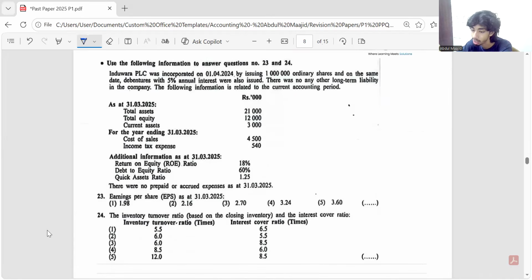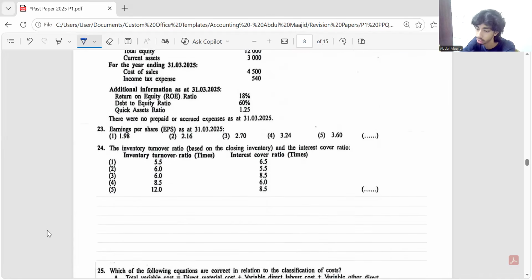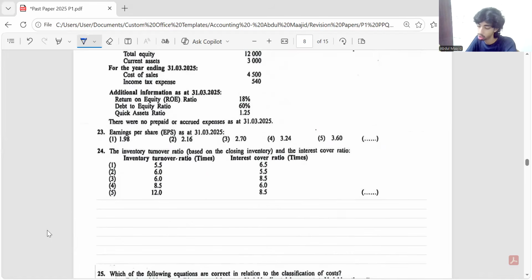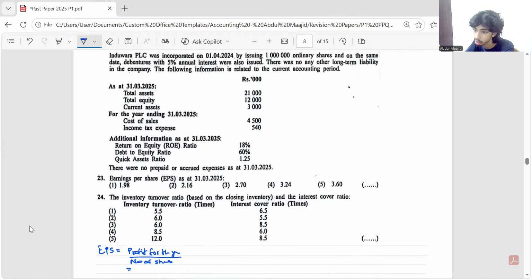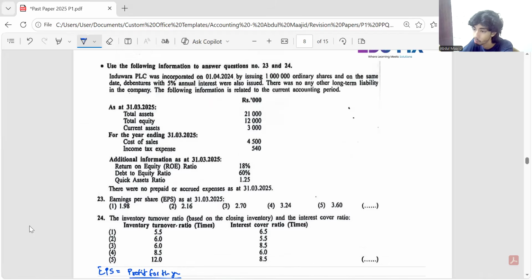Earnings per share, inventory turnover and interest cover. Okay. Earnings per share equals profit for the year divided by number of shares. Okay. Profit for the year is how much here? Profit for the year. Given.